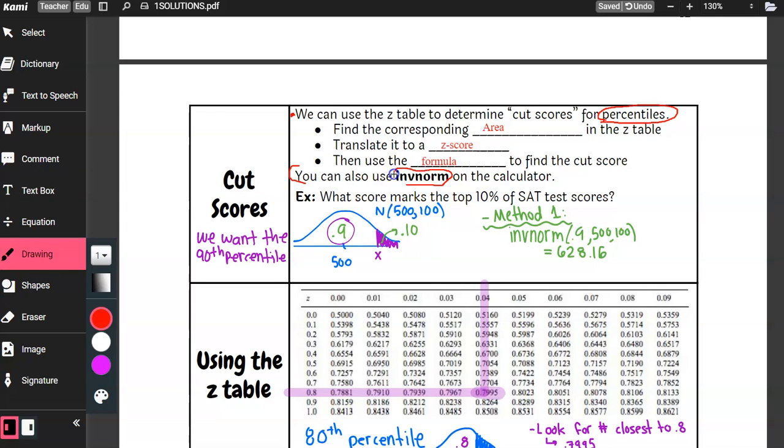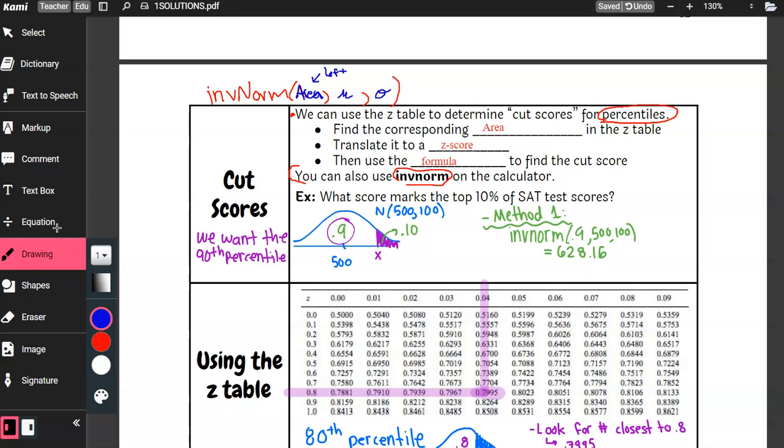The calculator is going to be inverse normal. So in the calculator, you could look for inverse norm. And in here, you would put the area. You will need to put in 3 things: the area, the mean, and the standard deviation. So remember, this is the area to the left.